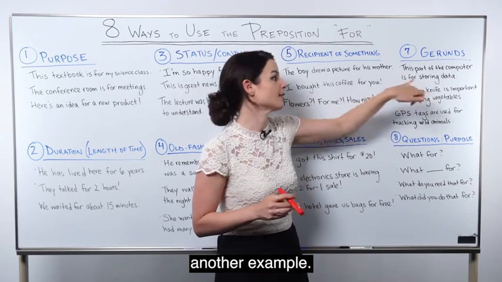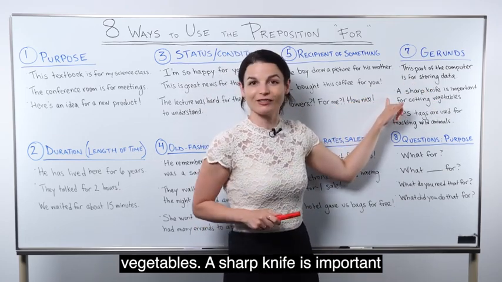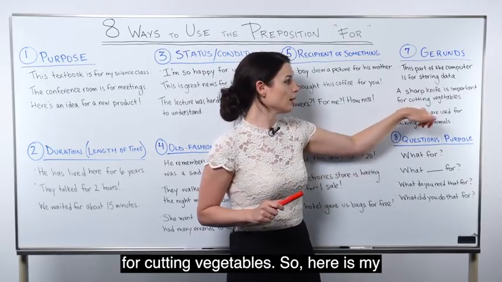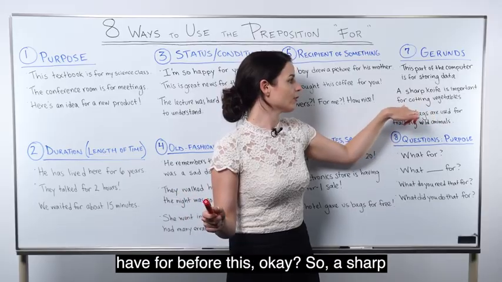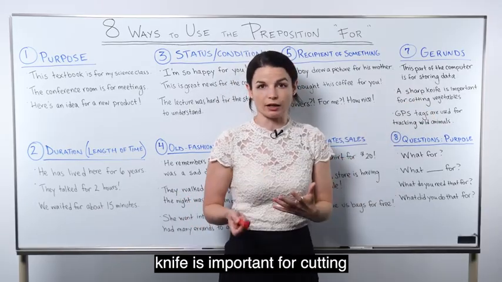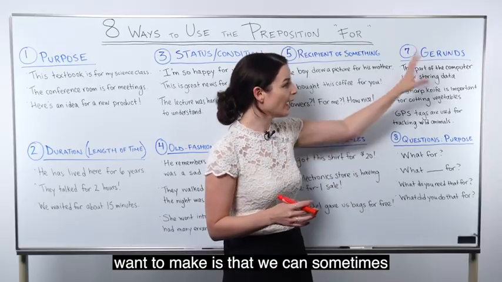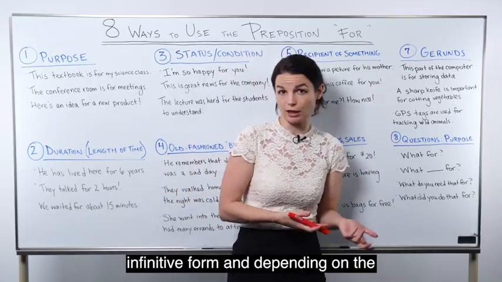Let's look at another example. A sharp knife is important for cutting vegetables. So here is my gerund, for cutting vegetables. And we have for before this, okay? So a sharp knife is important for cutting vegetables. Another point that I want to make is that we can sometimes use either the gerund form or the infinitive form.